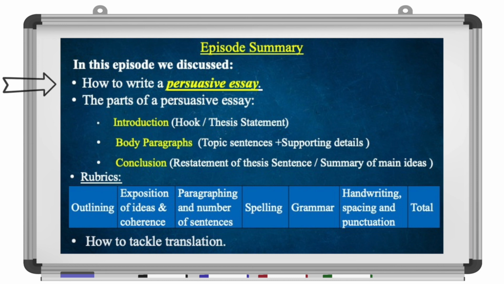So the episode summary is, we discussed how to write a persuasive essay. We discussed the introduction, body paragraphs, and conclusion. And don't forget to check the rubrics for writing a good essay. And then we wrapped up the whole episode with how to tackle translation.